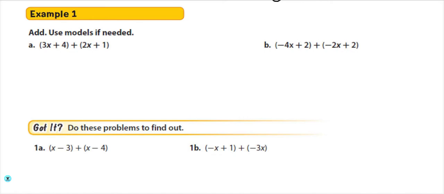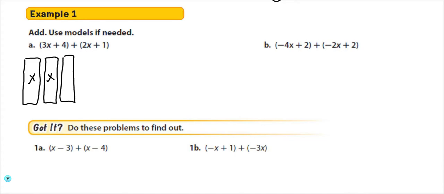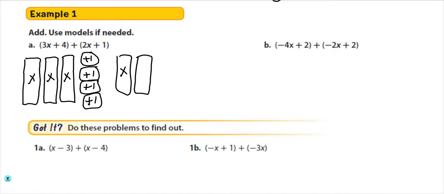All right, so let me show you what this is actually asking for first. These are called algebra tiles. So we're going to have an x here, and an x here, and an x here. So that's 3x, okay? And then we have 4, which is going to be a positive 1, positive 1, positive 1, positive 1. And those are supposed to be in little squares. Like that. Okay, that's what 3x plus 4 means. Then over here we would have 2x, and then we have a positive 1 here.